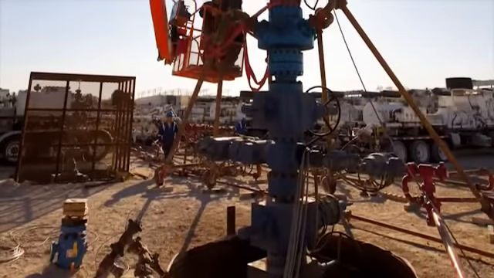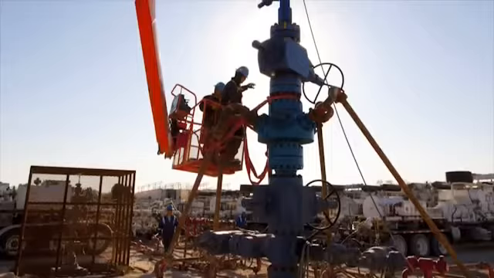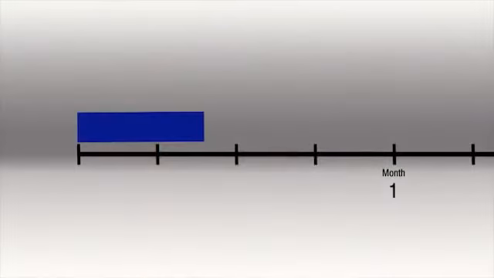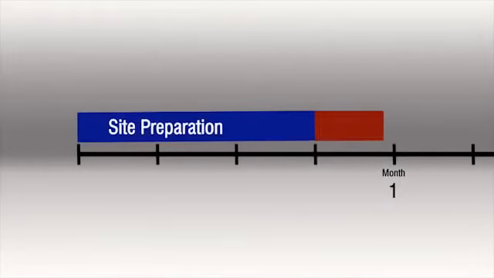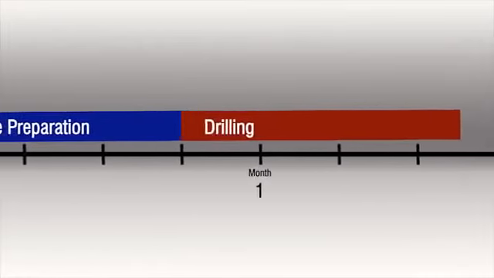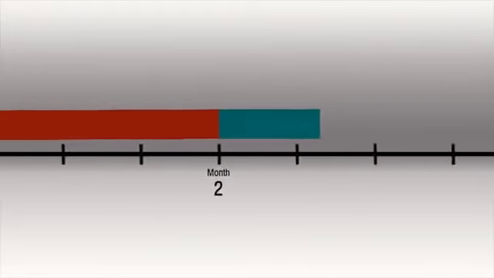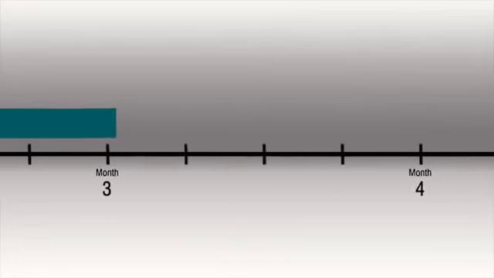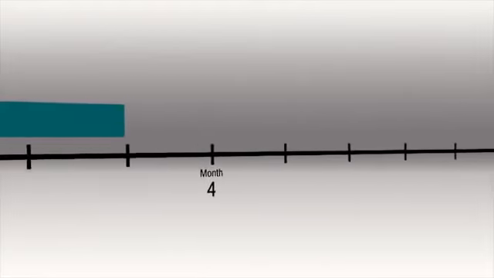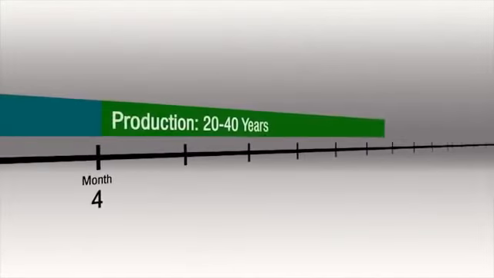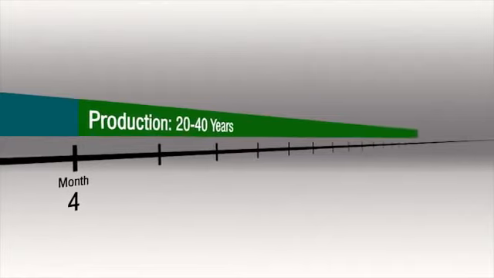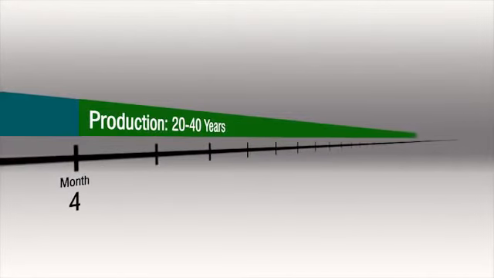The whole process of developing a well typically takes from 3 to 5 months, a few weeks to prepare the site, 4 to 6 weeks to drill the well, and then 1 to 3 months of completion activities, which includes 1 to 7 days of stimulation. But this 3 to 5 month investment can result in a well that will produce oil or natural gas for 20 to 40 years or more.